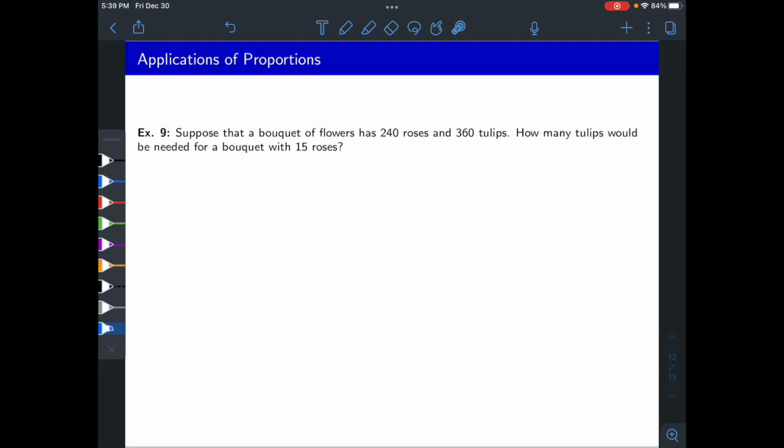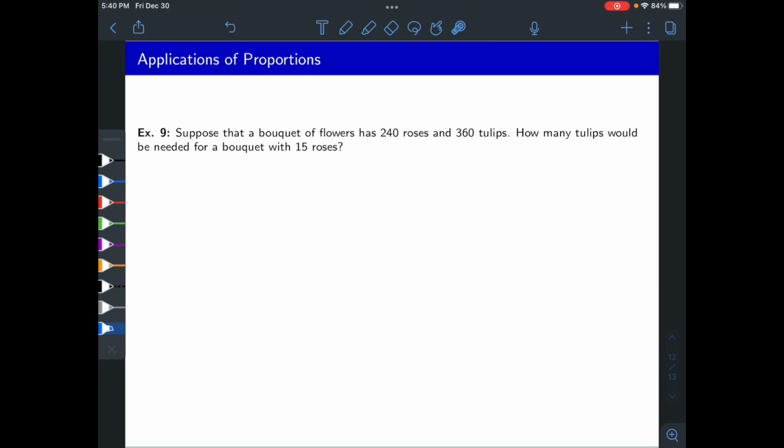Okay, cool. Suppose that a bouquet of flowers has 240 roses and 360 tulips. How many tulips would be needed for a bouquet with 15 roses? Okay, so how many tulips would be needed?